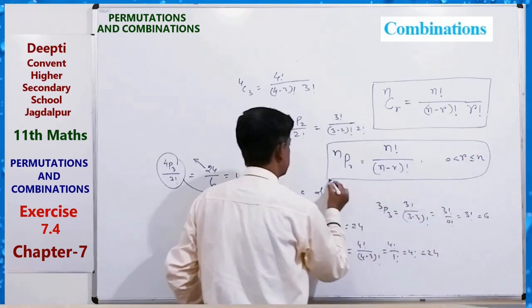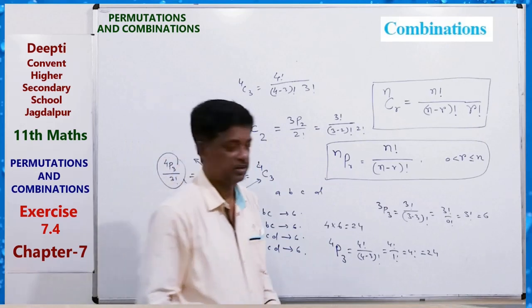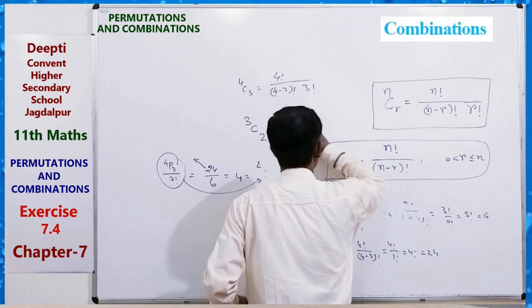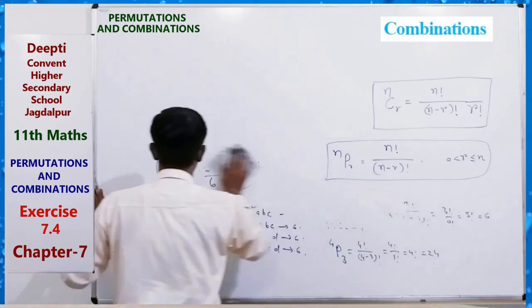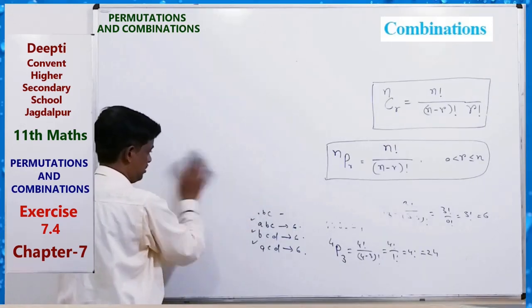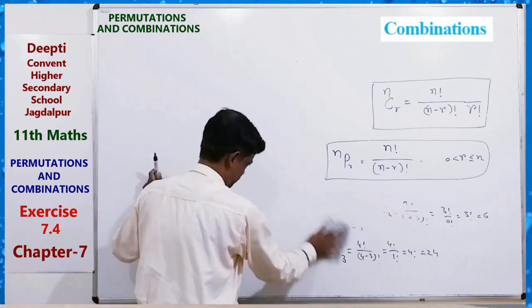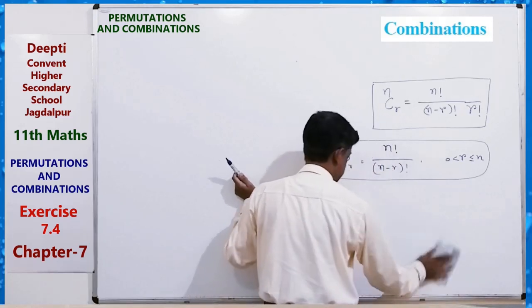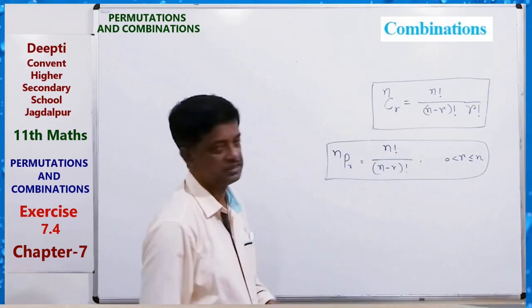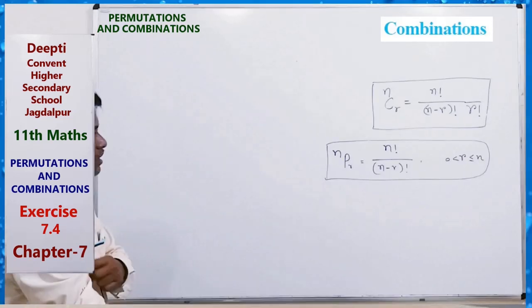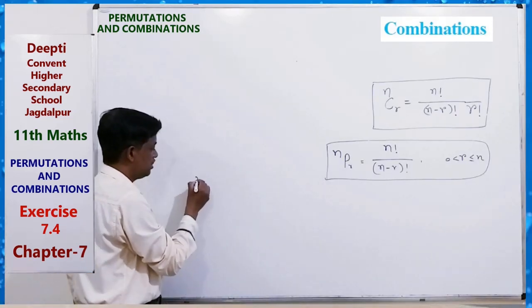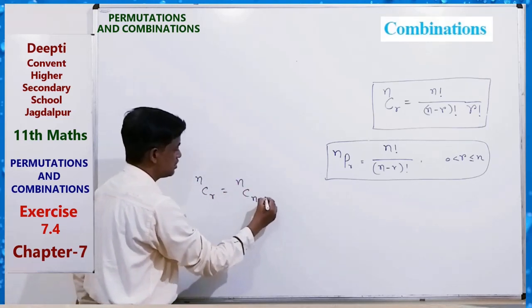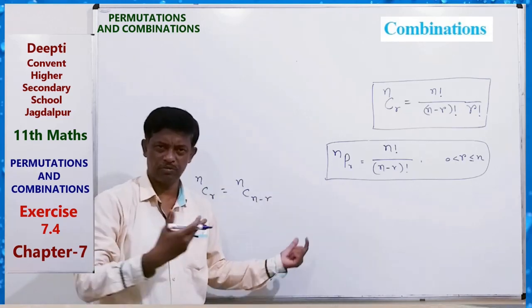This is selecting and put in a definite order: permutation. This is combination. Okay, nPr and nCr. Clear? This nCr gives the number of ways in which we can select some objects from given objects, all or some at a time. Here we can prove that nCr equals nC(n minus r) by using this formula.